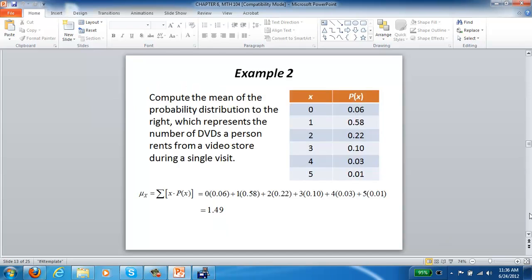And this is a second example with the number of DVDs that someone may rent from a video store. So again, we have the x, we have the p of x, we multiply the two columns, and then the summation is almost equal to 1.5. So on average we rent 1.5, 1.49 DVDs for every single visit.